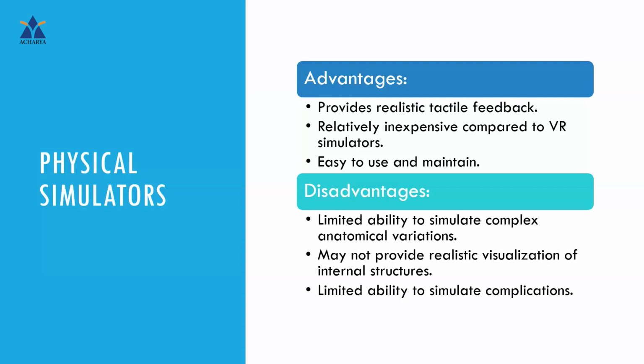So it is not always that the patient has the normal anatomy. There are certain anatomical deviations that can be present, which cannot be manipulated in these physical simulators. The physical simulators will always give you a standard model of the normal anatomy, so it will not have any variations. So when there are cases with anatomic variations, you may not be able to practice them using these physical simulators. And it may not provide realistic visualization of the internal structures, and it has limited ability to simulate complications.